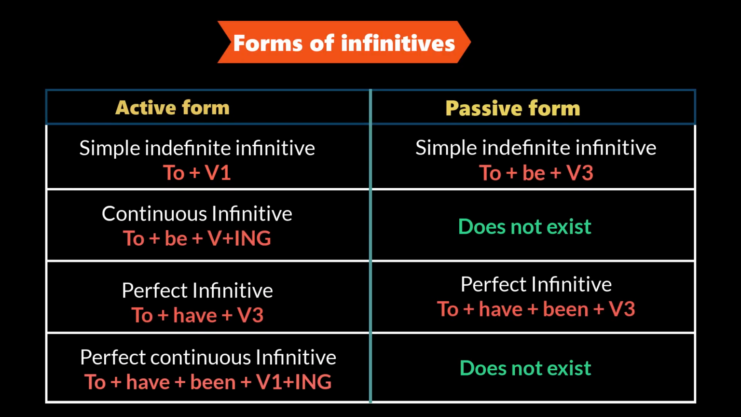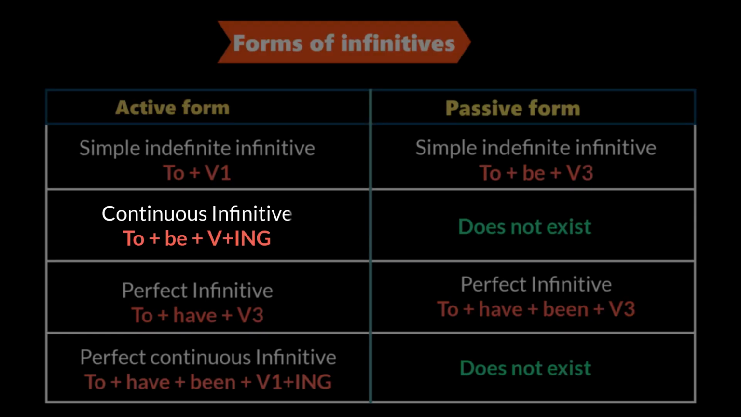The second type under active infinitives is continuous infinitives. Now, when we want to refer to an action that's happening right now, that's happening at the moment you're speaking, we use continuous infinitives. Please understand, when we're referring to an action here, an infinitive, it's not working as a verb, right? And how do we represent it? To plus be plus first form of the verb followed by ing. Alright, that's how we represent it.